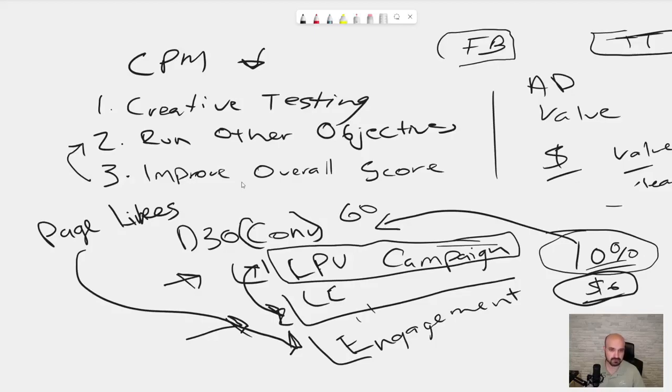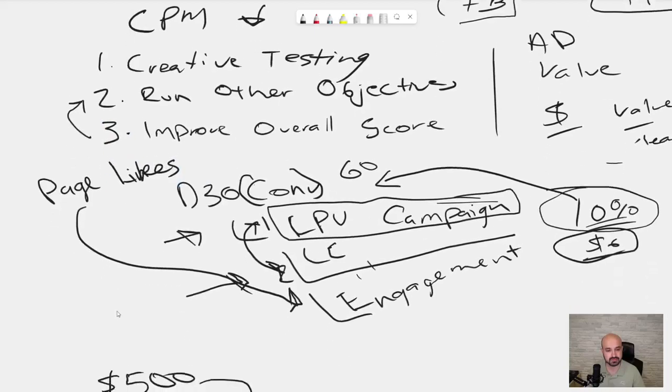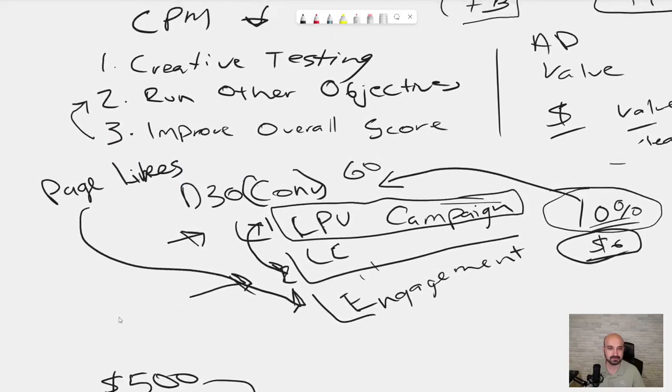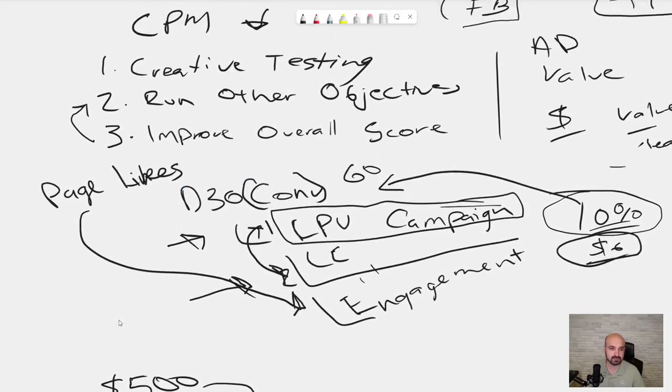So if you want more information and you want to really dive into it in depth, I strongly recommend checking that out. So basically, improving the overall score comes down to the fundamentals that we just talked about. All of these things will improve your overall advertiser score.